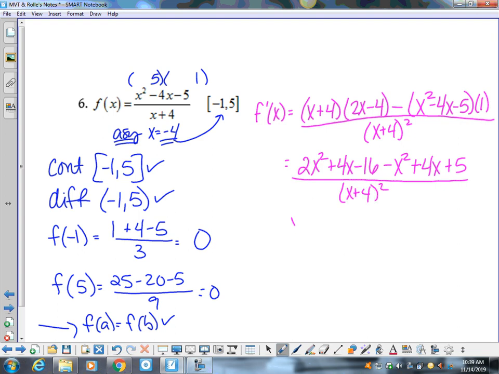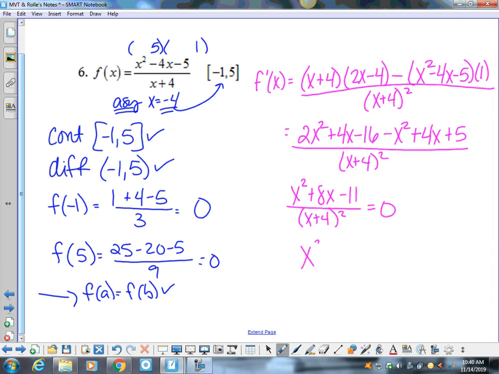And then I'm going to combine my like terms. And I'm going to set that equal to 0, and that's not a random decision. I'm setting it equal to 0 because that's what the slope is between my two endpoints. And that's what Rolle's says. It says, okay, if your endpoints are the same, then your slope is going to be a 0. So I'm trying to find where a point on the graph also has a tangent line with a slope of 0. When I multiply by the denominator, that goes away.